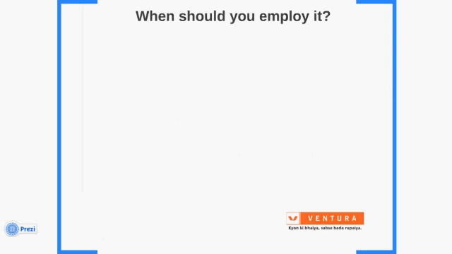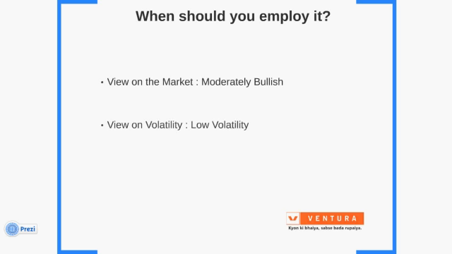Now, when should you apply a bull put spread strategy? The most essential condition, as you may have figured out by now, is that you expect the markets to go up a little. You must be marginally bullish about the market. Another important condition is that you expect the market not to move too much until your options expire.